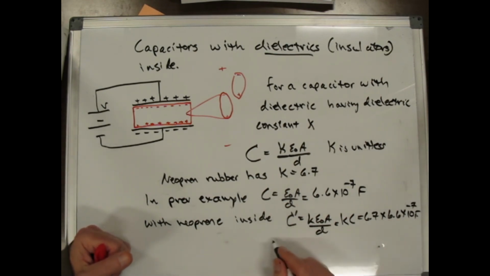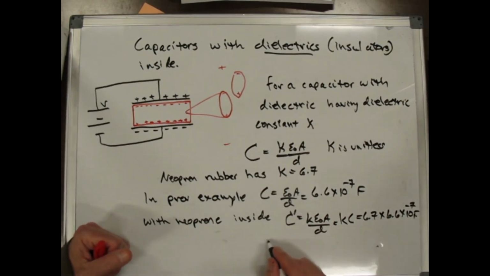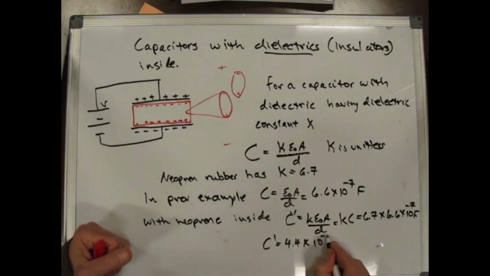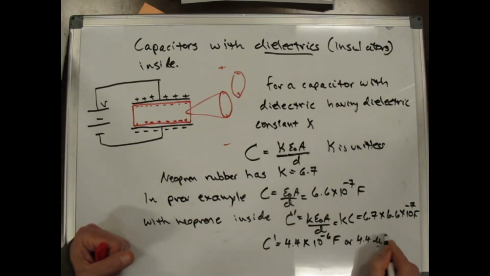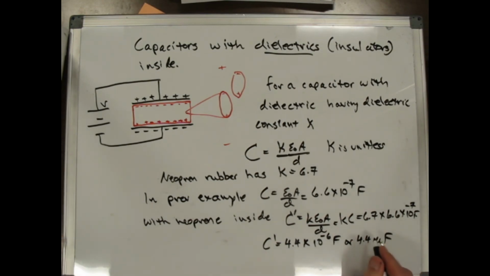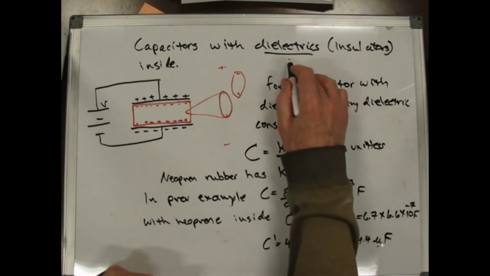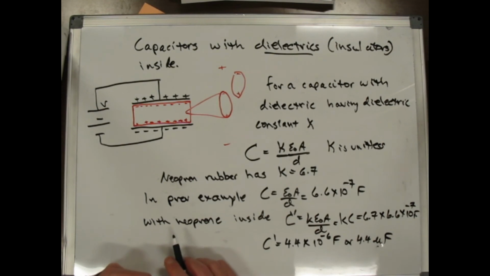Hopefully I'm still on screen there. I seem to be. So what I got for this was 4.4 times 10 to the minus 6 farads, or 4.4 microfarads. So dielectrics increase the capacitance of capacitors by a factor of their dielectric constant.